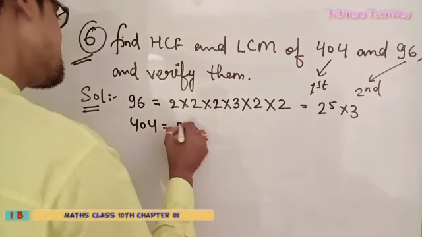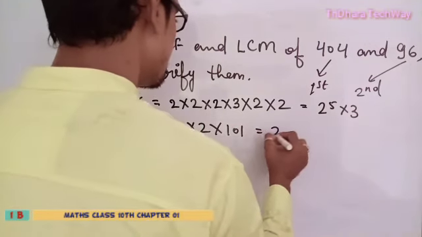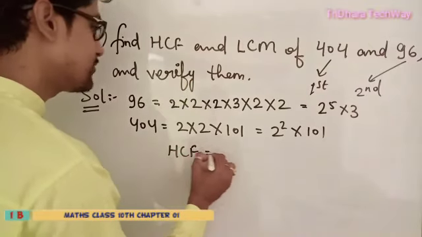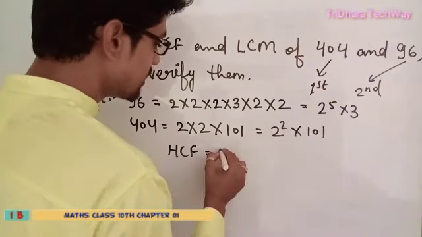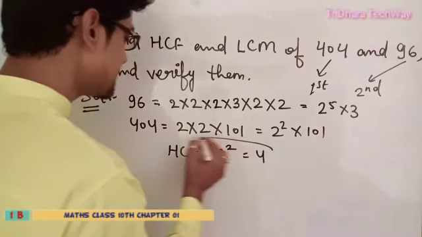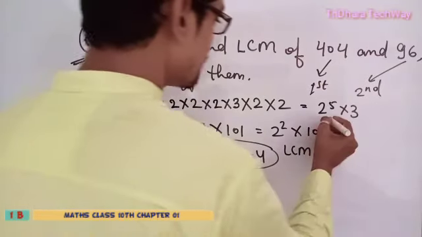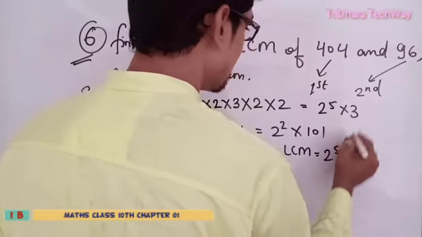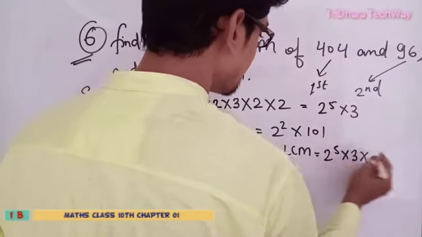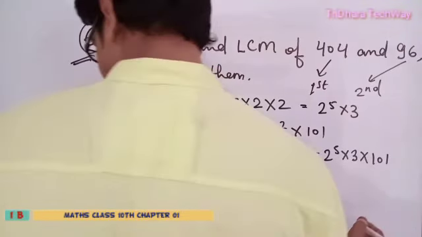404 is going like that: 2 into 2 into 101. It means 2 square into 101. Now what is HCF? HCF means 2 power 5 or 2 power 2? 2 power 2, and there is no other common value, so the HCF of these numbers is 4. Now come for LCM. In case of LCM, you have to use the highest power value, 2 power 5. There is no 3 here, but 3 is present in the other number. There is no 101 here, but 101 is present in the other. So multiply all this and the LCM you are getting is 9696.